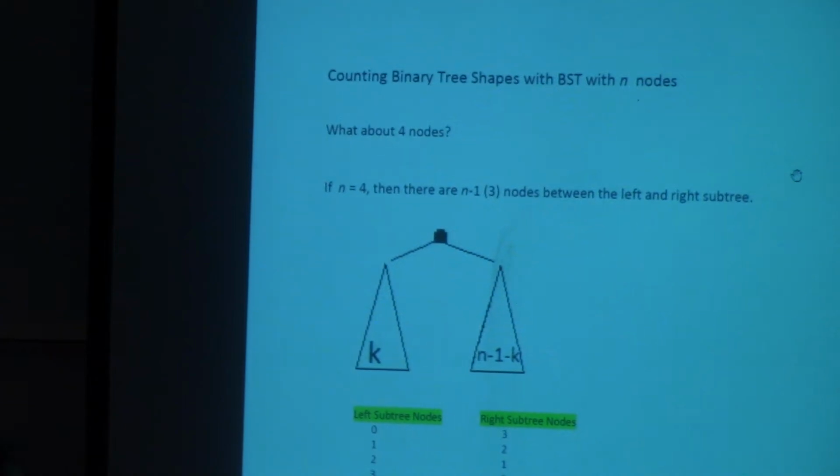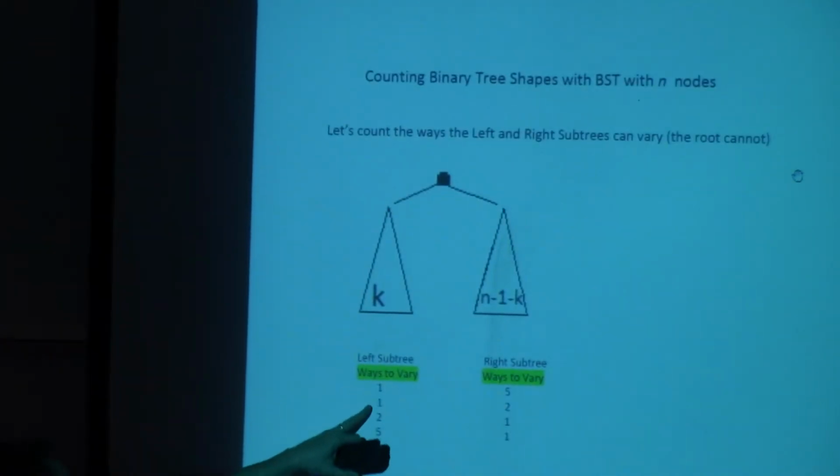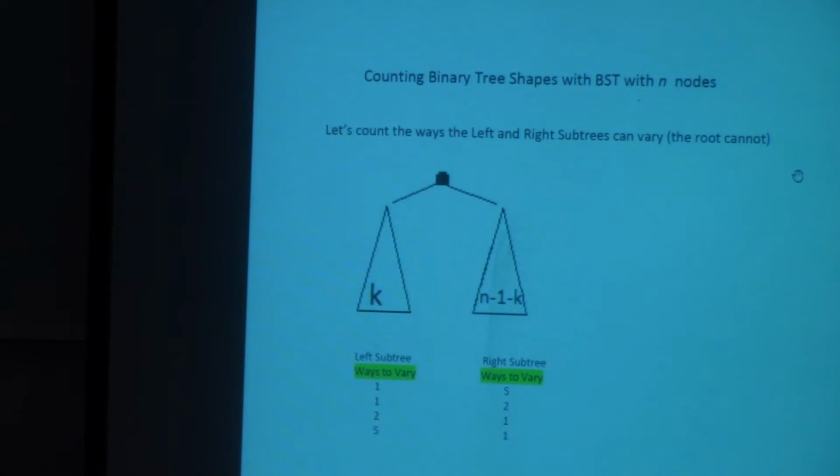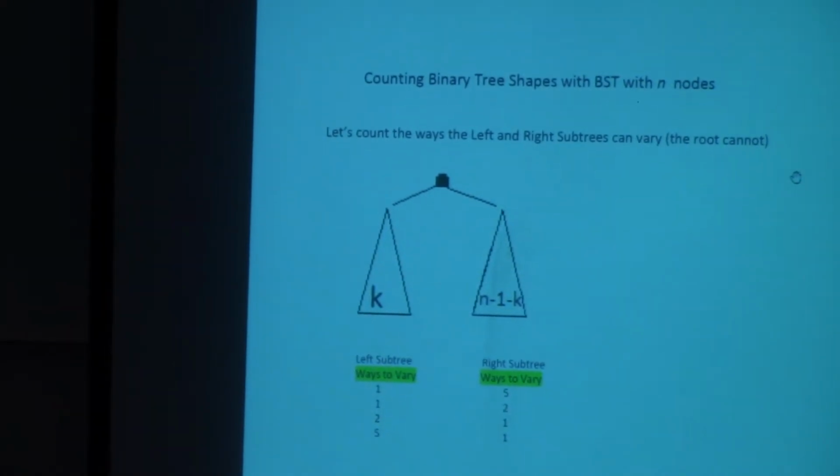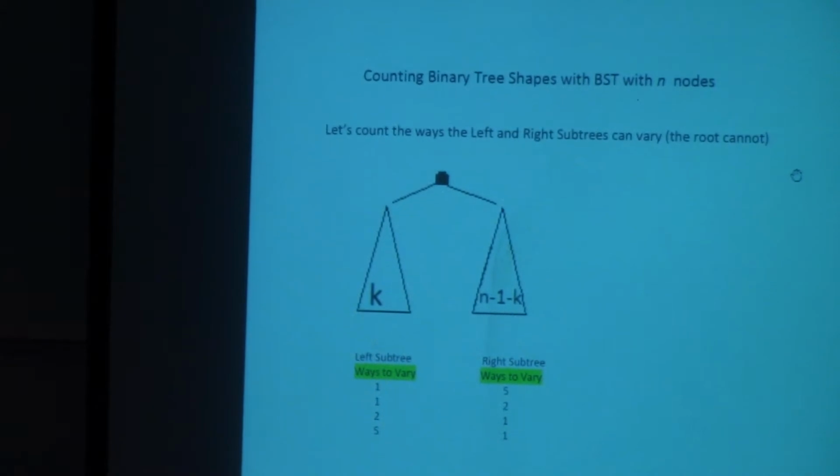So you're going like that, and then you come up with these numbers: 1, 1, 2, 5, 5, 2, 1, 1. Where are these numbers coming from? Possibility. These are the numbers that we arrived at manually. Because if the number of nodes k is 0, then the number of ways they can vary is 1. If you have 0 nodes, the shape of that left subtree can only have one shape.